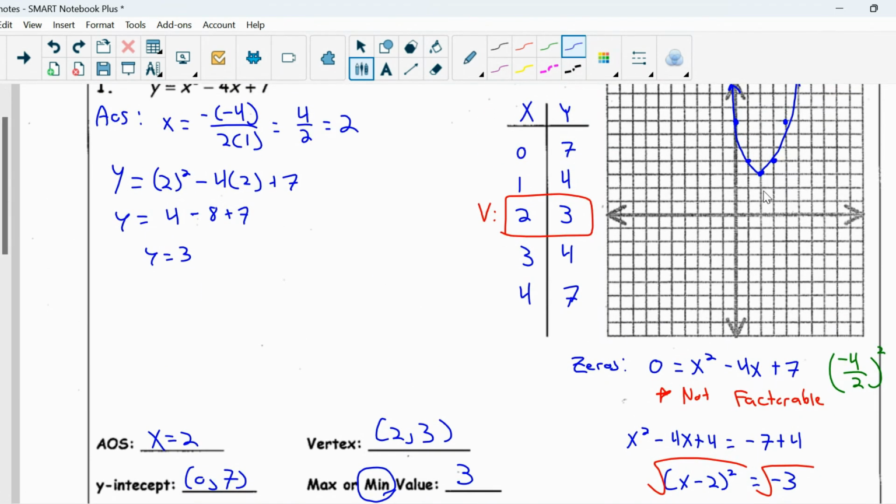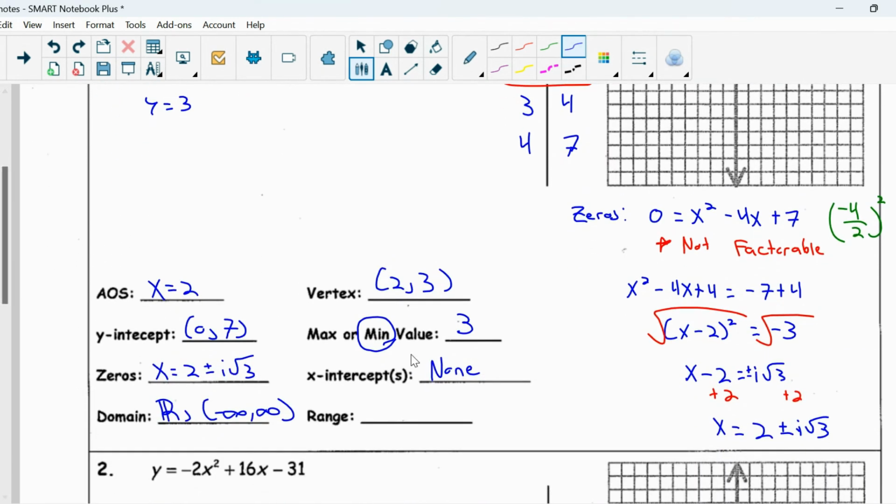We have a minimum value of 3. So we start at 3 and we go up forever. So in interval notation, this would be square bracket 3, since we have a point there, to positive infinity. You could also write this as an inequality, y is greater than or equal to 3. Okay, depending on your personal preference there.